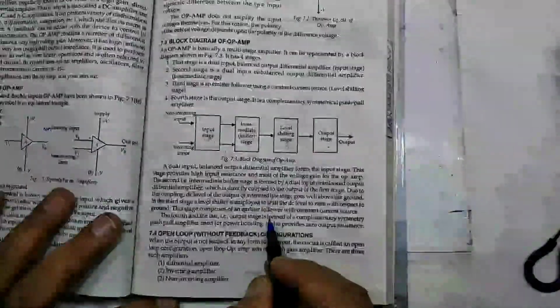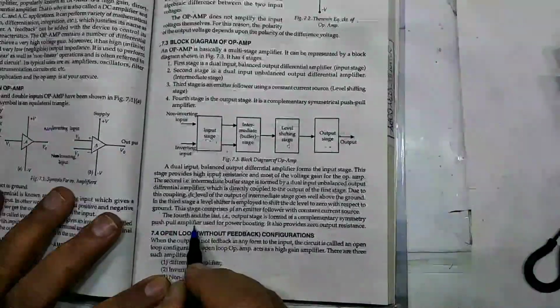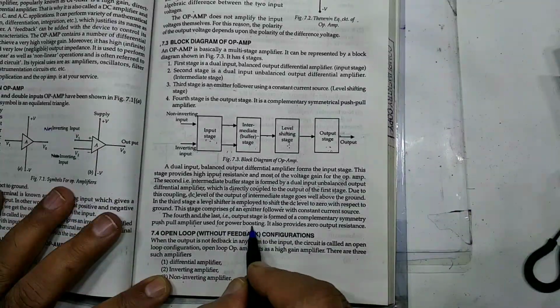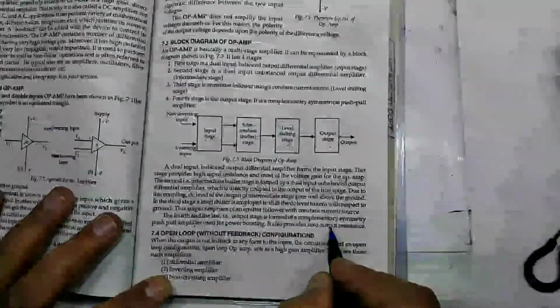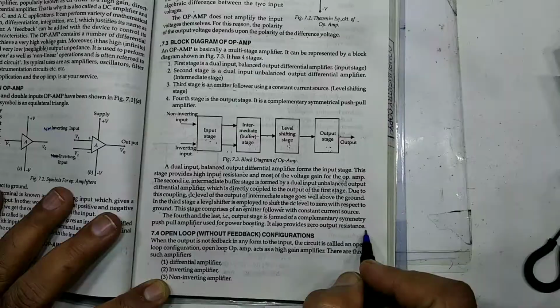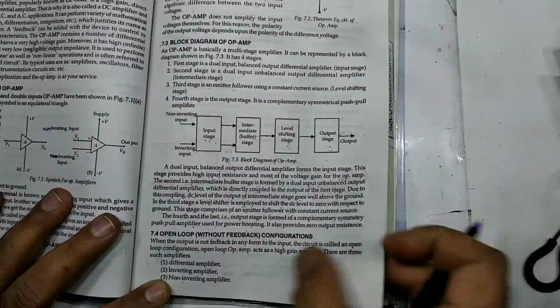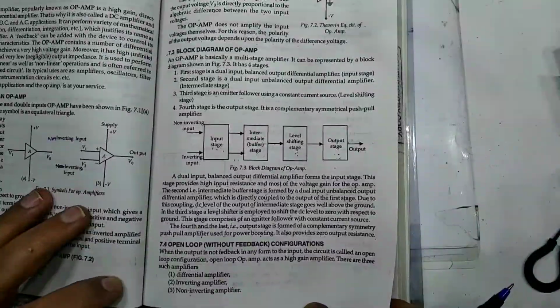The fourth and last stage is the output stage, formed of a complementary symmetry push-pull amplifier used for power boosting. It also provides zero output resistance. So this is the block diagram of the operational amplifier.